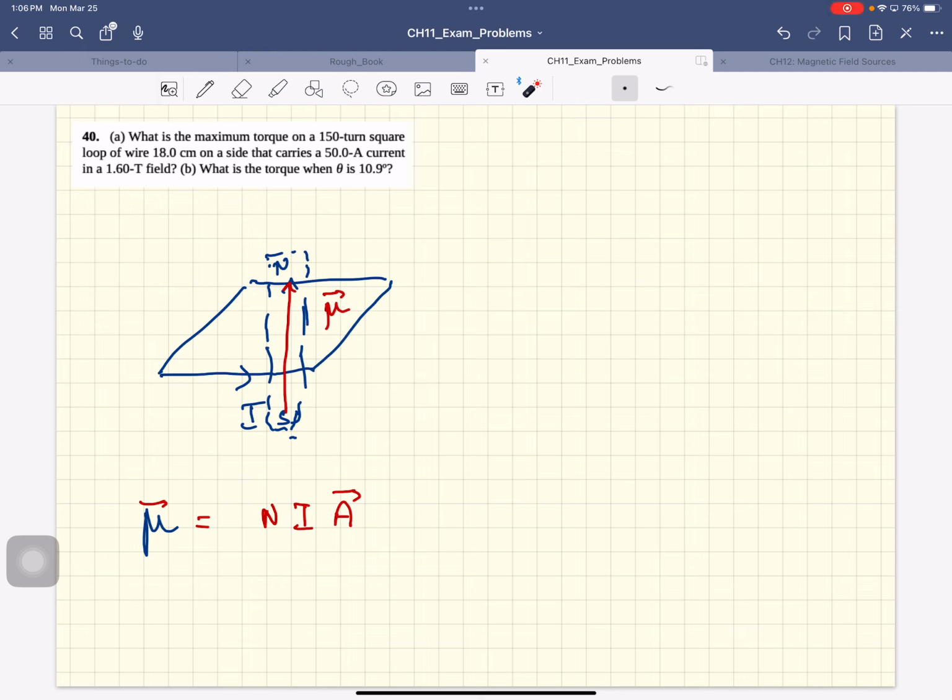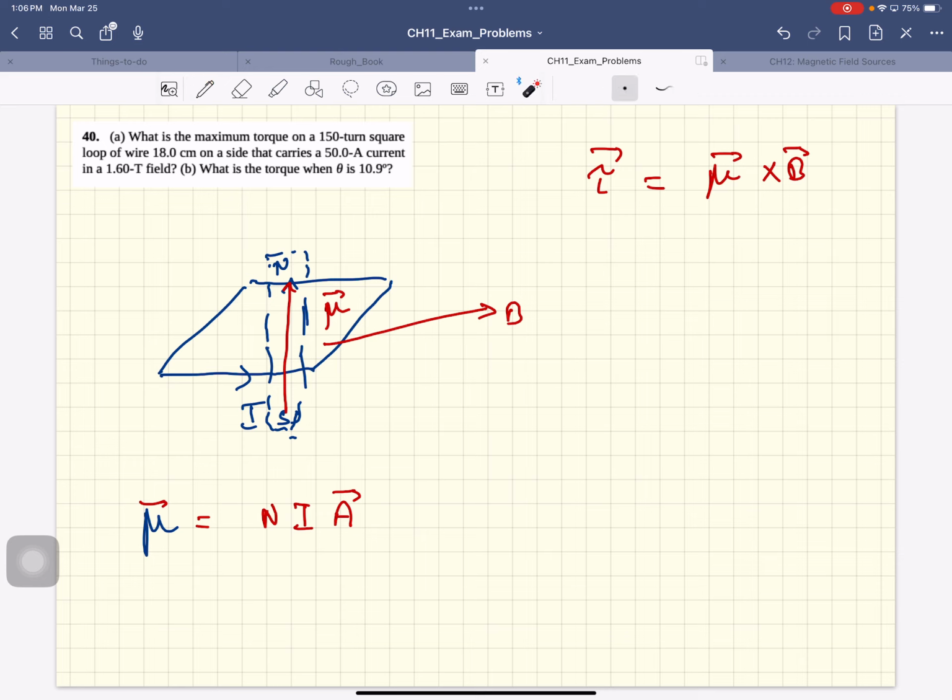And if you have a magnetic field in this direction, what does the magnetic field do? It tries to turn the magnet to line up with the magnetic field. So it exerts a torque on the magnetic moment. The magnetic field turns this guy, and the torque is given by mu cross B.